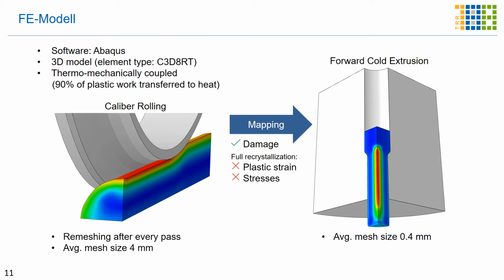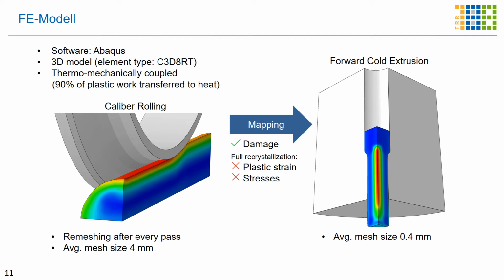To maintain this mesh size, we are using a new mesh after every pass, so we have to use a mapping scheme to transfer the results from one pass to another. Forward cold extrusion, on the other hand, is usually modeled using axisymmetric boundary conditions. Nevertheless, in our case, we are again using a quarter model as we are considering the damage distribution from caliber rolling, which is not axisymmetric.